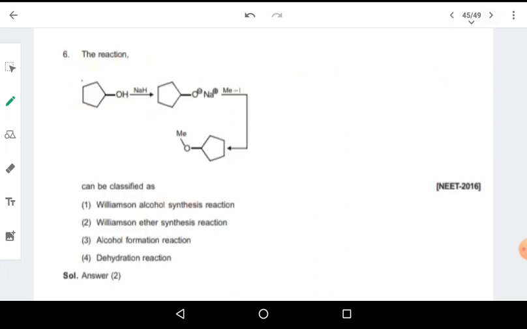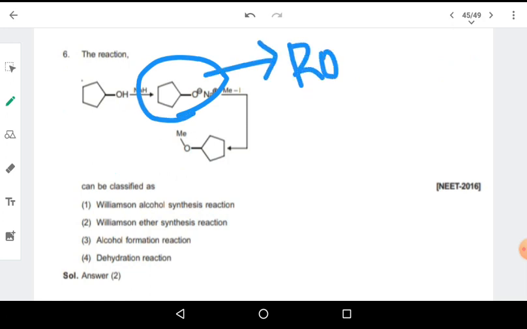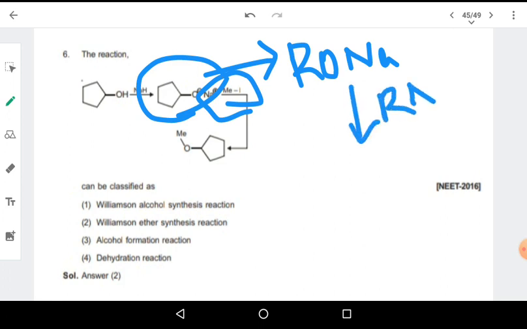Next, what is this reaction? This type of question we can expect plenty of in the NEET exam. What is the reaction? First step, we are treating with NaH. We are getting RONa, of general form, and MeI is the same as CH3I. So that is treated with RX. RONa plus RX, it is Williamson's ether synthesis.